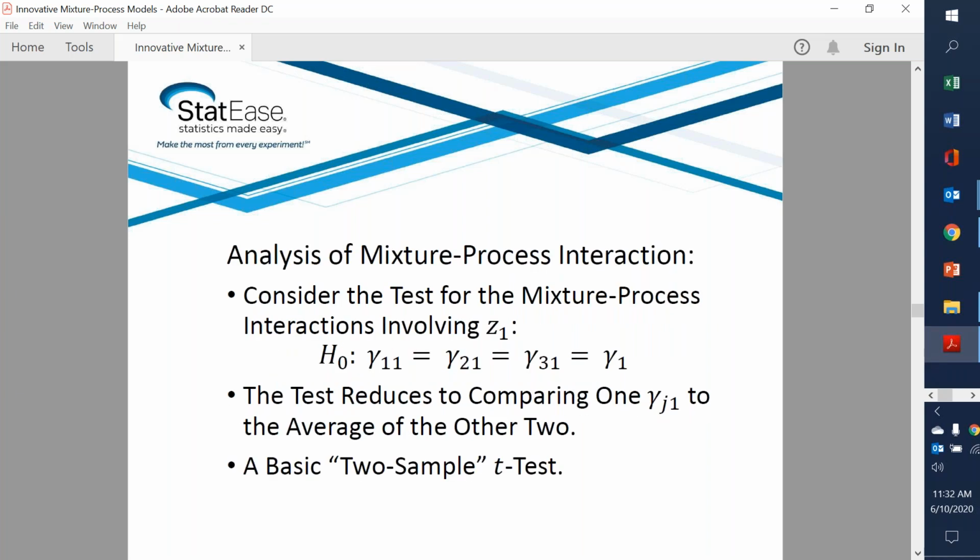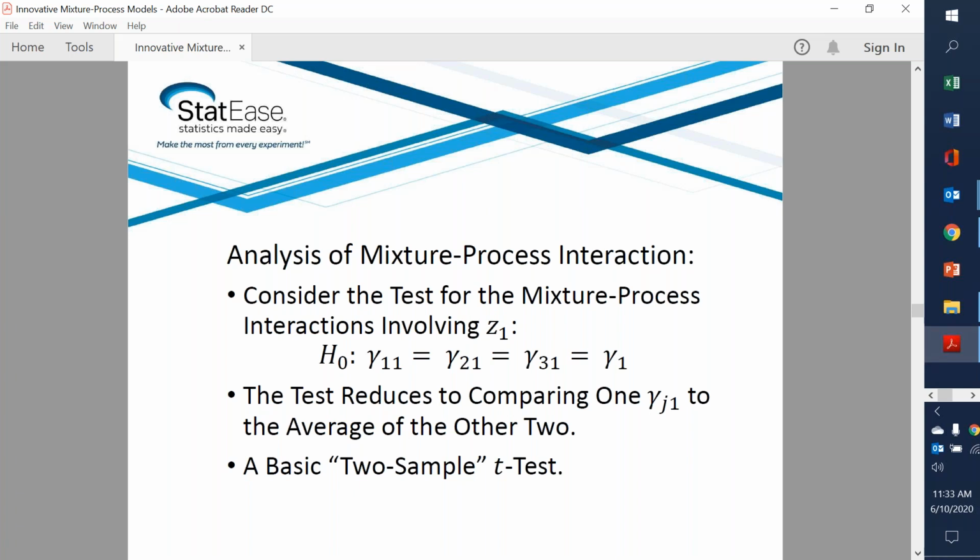Getting back to the analysis of that mixture process interaction, we have to do a test for the mixture process interaction, and we're looking at whether those gammas are all the same, equal to what would happen if we just didn't have the interactions. Gamma 1 would be the coefficient associated with Z1, okay?